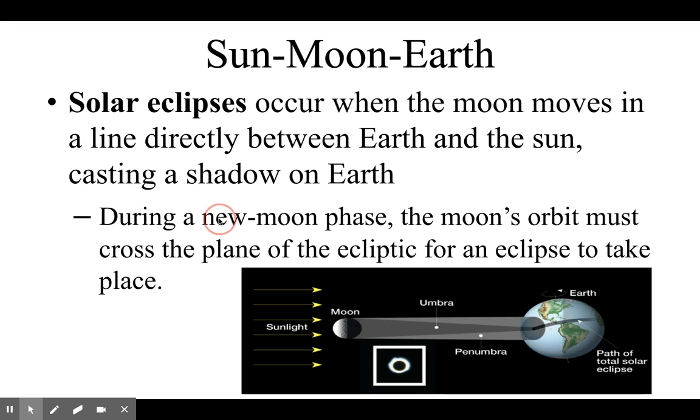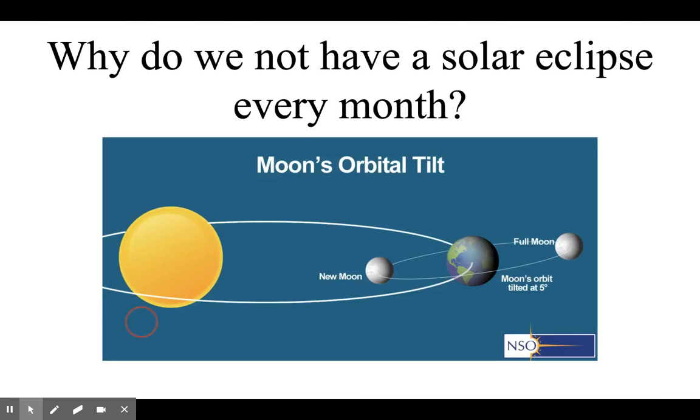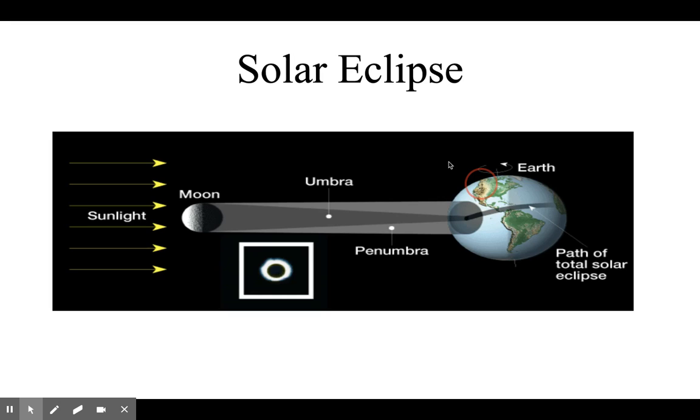So obviously this has to happen during the new moon, because that's when it's in between the Earth and the sun. And then, of course, it has to cross the perfect plane, the perfect spot, to cause this to happen. So it doesn't always happen because we're tilted. The moon actually goes around us on the tilt, and so it doesn't always line up. This is the ecliptic, and the moon has to be crossing right at this ecliptic line and be a new moon at the same time for a solar eclipse to happen. So it doesn't happen as often as you would think.